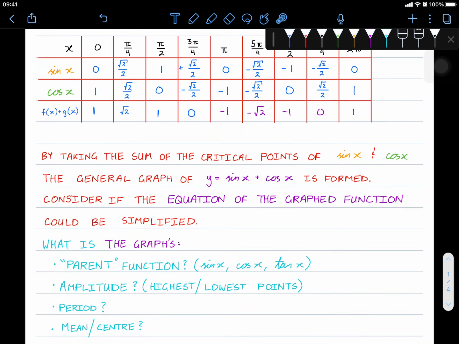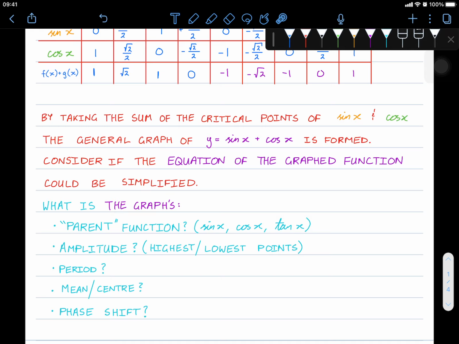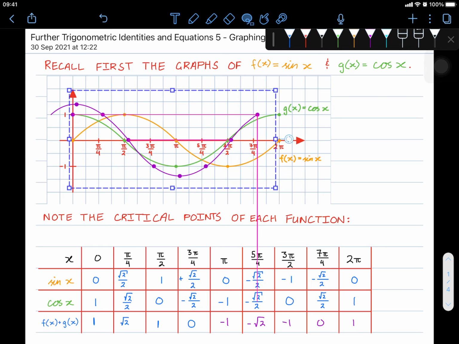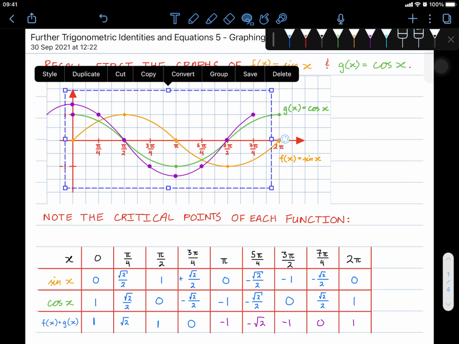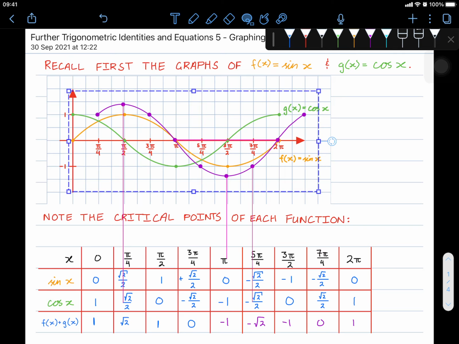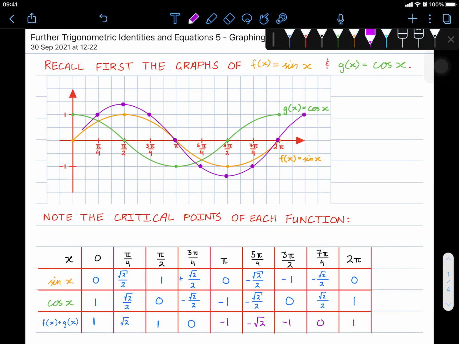So first, to start simplifying this, I want you to think about the parent function of the graph in purple. Does it most closely resemble sine or cos? Well, if we were to have shifted everything that way, that looks just like cos. But if we moved it a bit more this way, we could probably have seen it go back to 0 like so. Well, that would have been sine.